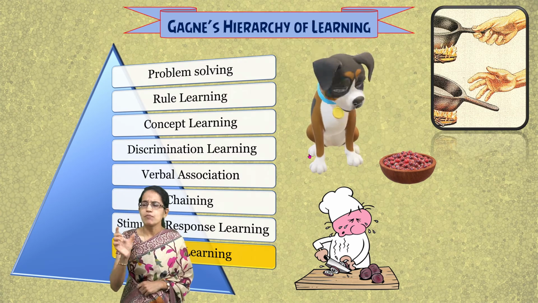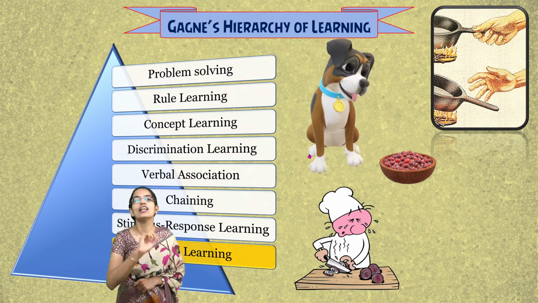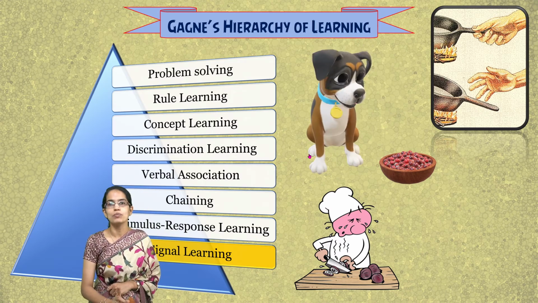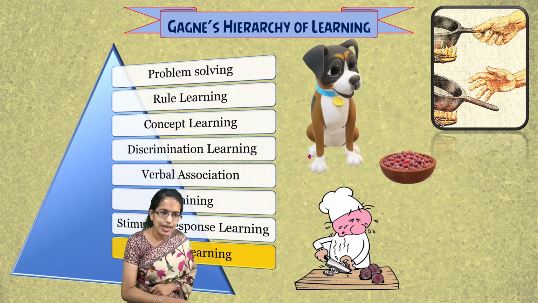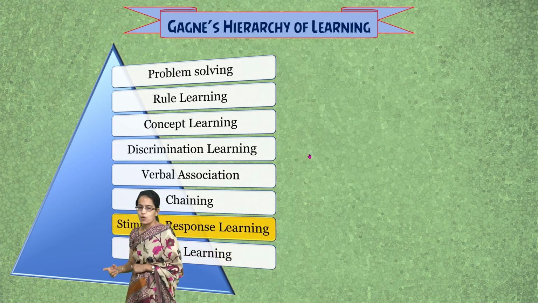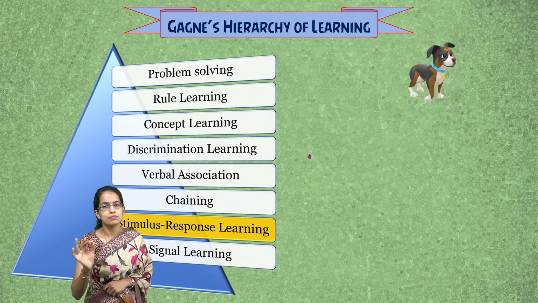This is the most primitive form of learning which facilitates all learning forms, not only in humans but even in lower order organisms. The next is the stimulus response. Pavlov's experiment is the most simple experiment to understand.